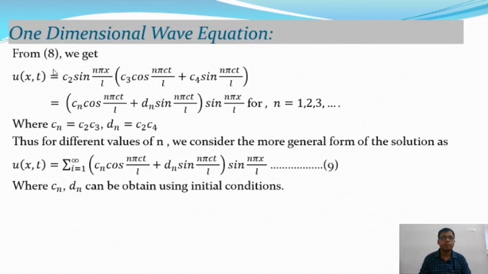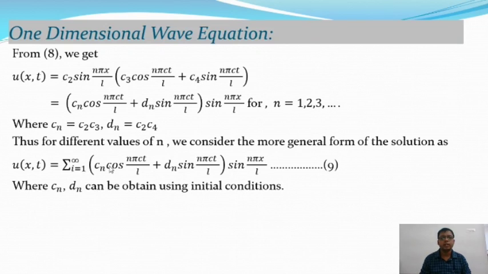So now from equation 8 we get u of x comma t is equal to c2 sin (n pi x by L) into (c3 cos (n pi ct by L) plus c4 sin (n pi ct by L)). So after multiplying, we will get (Cn cos (n pi ct by L) plus Dn sin (n pi ct by L)) into sin (n pi x by L), for n equal to 1, 2, 3 up to infinity, where Cn is equal to c2 into c3, this is a constant, and Dn is equal to c2 into c4, this is also a constant.